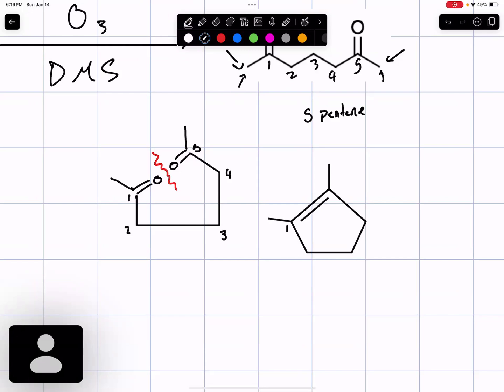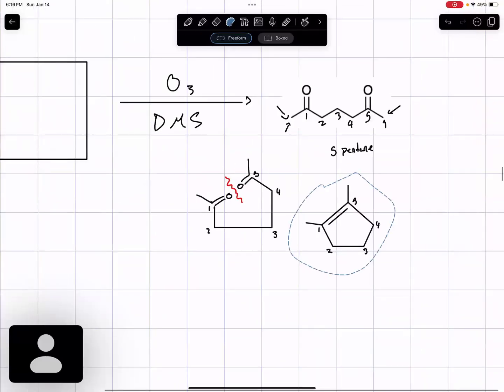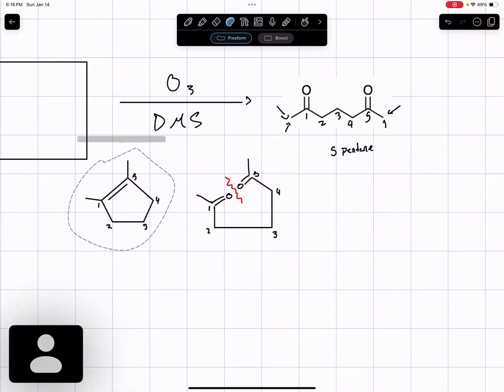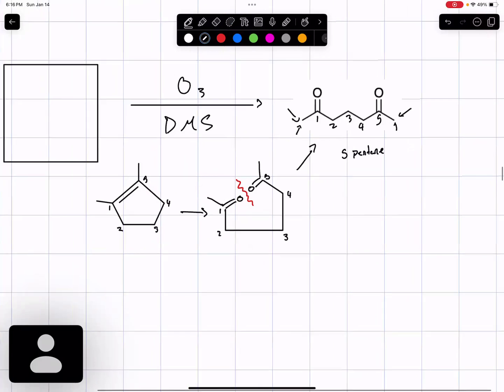So we see 1, 2, 3, 4, 5, and those 2 methyl groups. That's where this compound is coming from. Is that clear to everybody?